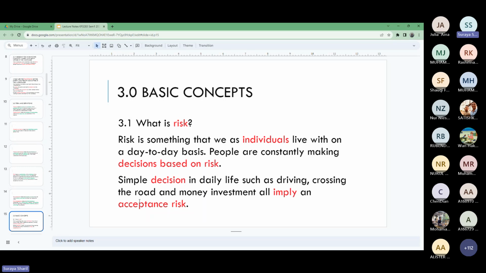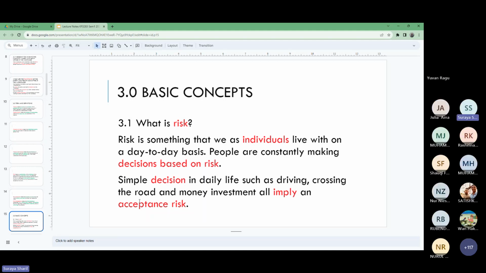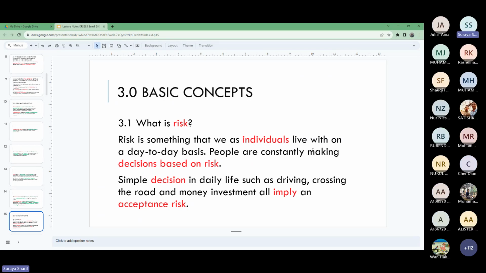Okay, the next one is discussion of basic concepts in health and safety, which is, one, what is risk? So risk is something that we as individuals live with on a day-to-day basis. People are constantly making decisions based on risk. So the simple decisions in daily life, such as driving, crossing the road, and money investment, all imply an acceptance of risk.